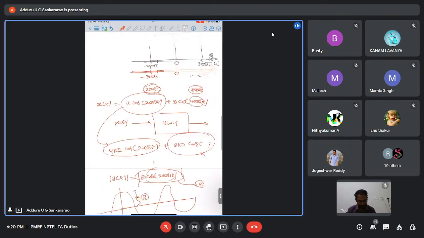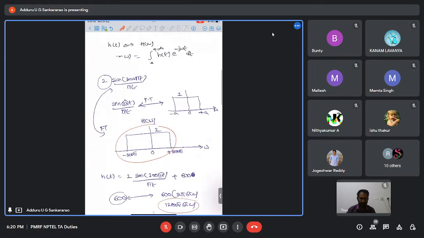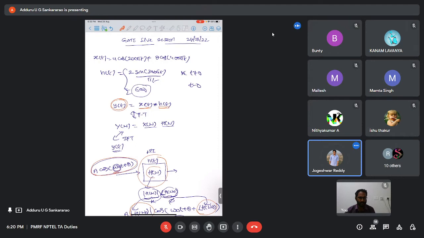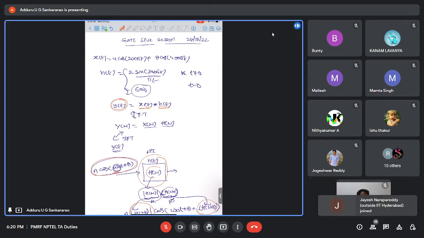H of omega, actually, if you solve this in the frequency domain, it is easier to solve. In two ways we can solve this. One is to find y of t as the convolution of x of t and h of t, and from that find the maximum value. But the problem is it is somewhat difficult to find the convolution of x of t and h of t here. That's why, to make the analysis simpler, we solve this in the frequency domain. That's why we are finding H of omega and X of omega, mainly H of omega.